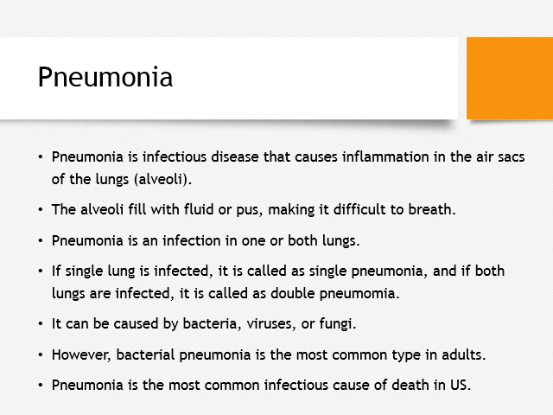In pneumonia, the patient may have infection in one or both of the lungs. If one lung is infected, it is called single pneumonia, but if both lungs are infected due to pneumonia, we call it double pneumonia. As pneumonia is an infectious disease, it is caused by bacteria, viruses, or fungi. The most common type is bacterial pneumonia, which is most commonly present in adults. Pneumonia is the most common infectious cause of death in the United States.